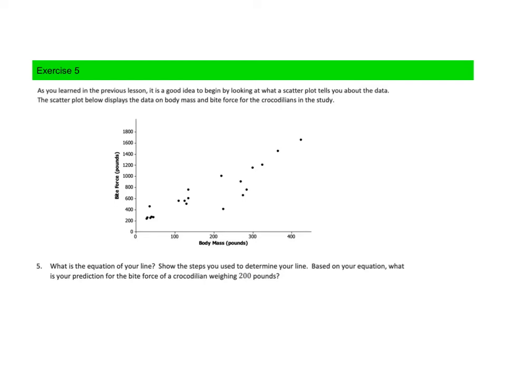All right, continuing with the same situation, it says, as you learned in the previous lesson, it's a good idea to begin by looking at what a scatter plot tells you about the data. The scatter plot below displays the data on body mass and bite force for the crocodilians in the study. What is the equation of your line?